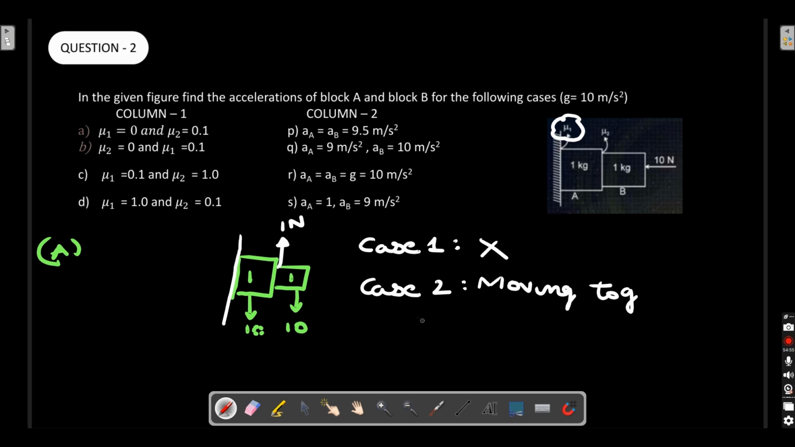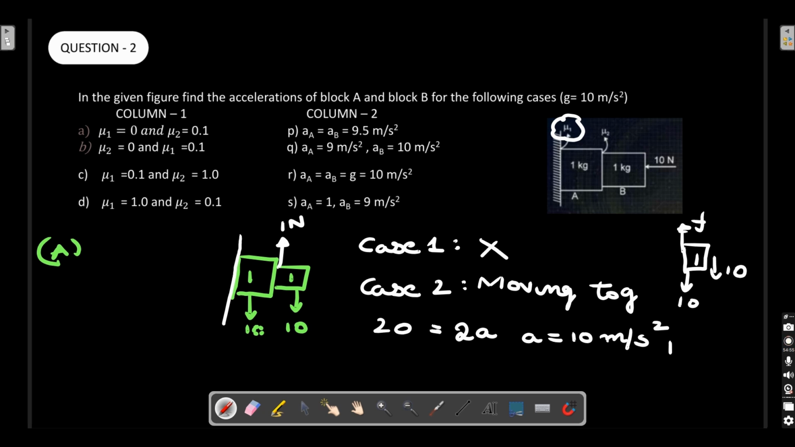Further, what should I do? 20 is equal to, here there is no friction, so 0 is equal to 1 plus 1, 2 into A. So here A is equal to 10 meter per second square. Now, I should verify whether this is right or wrong. So here you say this is 1, this is 10, this is friction. Let's say this is the friction and they said this is 10, right? So 10 minus F is equal to 1 into 10. Will you agree?